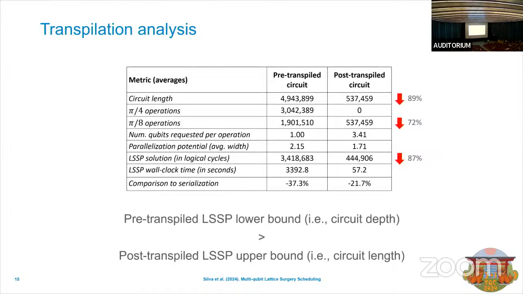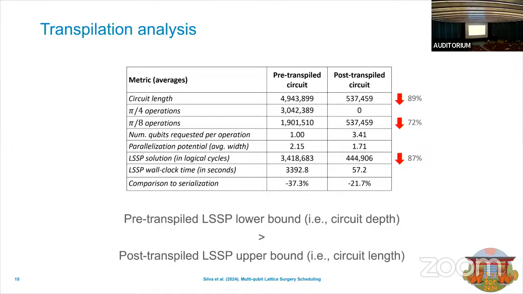This second last one here is just the wall clock time. I just want to show that the scheduling problem becomes much easier to solve after transpilation as well, because we have a smaller circuit and fewer parallelization opportunities. But something very interesting is that, regardless of running the transpilation or not, there are parallelization opportunities in both circuits, as we observed.